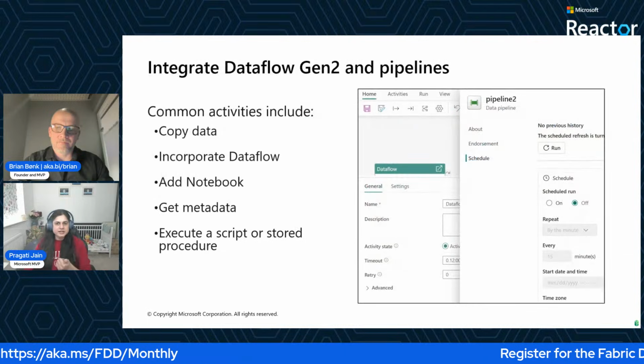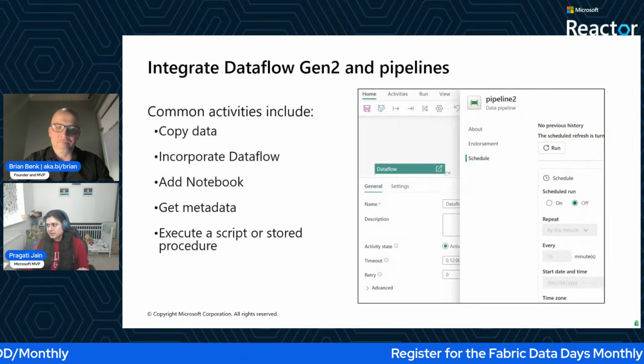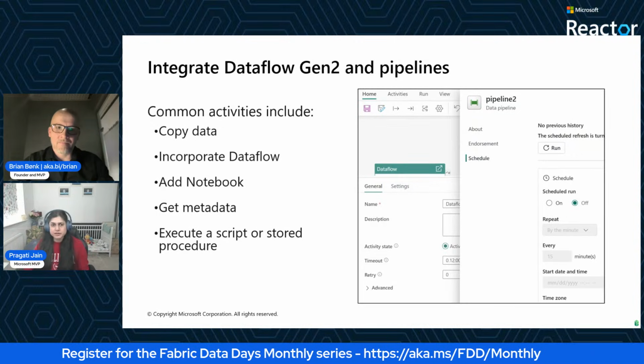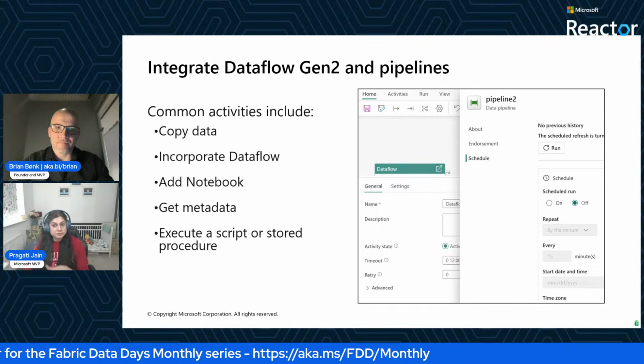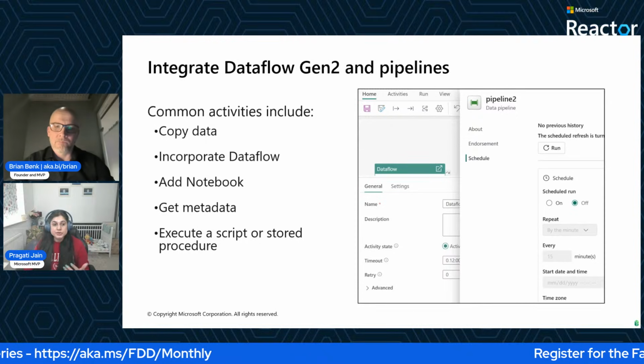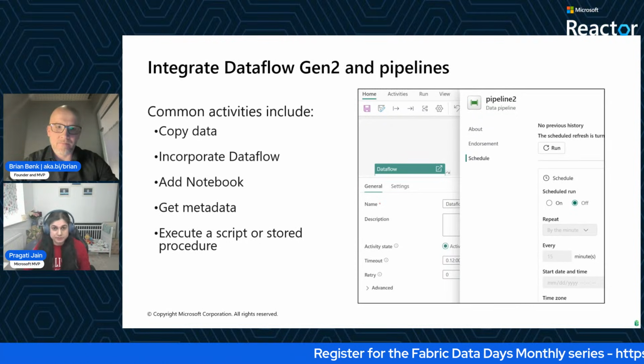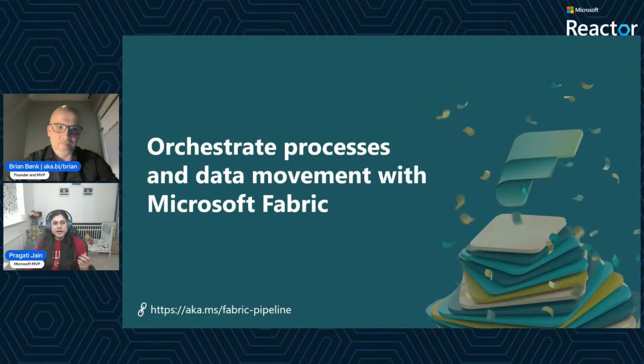Then integrate Dataflow Gen 2 in pipelines. It's again very easy. You can call a Dataflow through a pipeline. You can copy data. You can incorporate a dataflow within a pipeline. You can add a notebook to a pipeline as well to run it on schedule maybe. Or you can also execute a script or a stored procedure using Dataflow Gen 2 and pipelines. Then orchestrating process. I think, Brian, now you can take over from here.